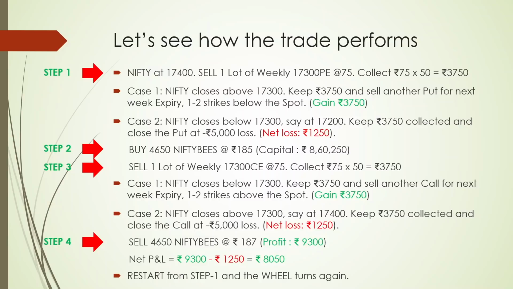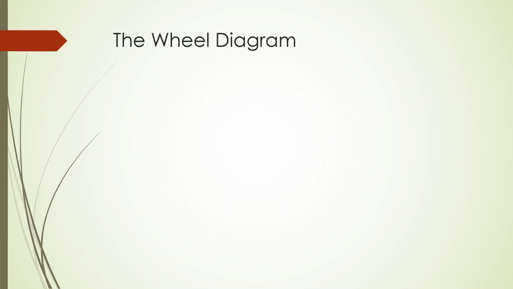Okay. Now, once you have closed step 4, right now what you have got is only cash. You don't have any option position open. You don't have Nifty Bees. You have got only cash. Means you are again at step 1. So step 1, what do we do? We go and sell a cash secured put, 1 or 2 strikes below the spot. Okay. So that is how the wheel turns again. We just start again from step 1. Okay. Let us see how the wheel diagram will look like.